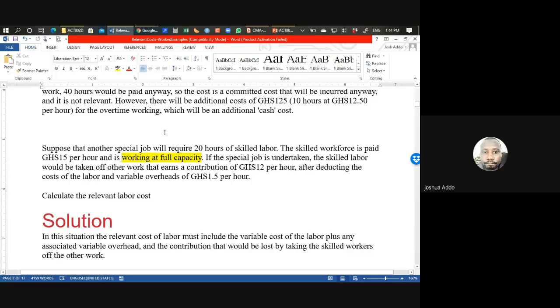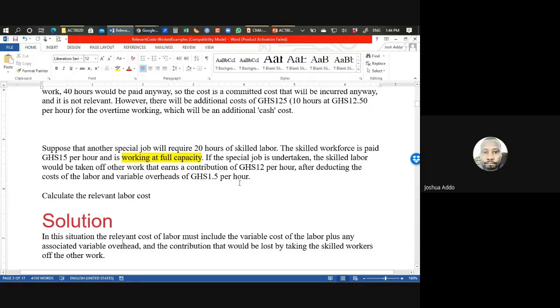And then there's going to be some relevant variable overhead costs. This variable overhead cost is assumed to be a variable cost that is incurred from labor activities. So once labor is working, labor automatically generates those costs. As long as labor is going to work 20 hours, it will generate extra variable overhead cost of 1.5 per hour. That is for the contract job as well.